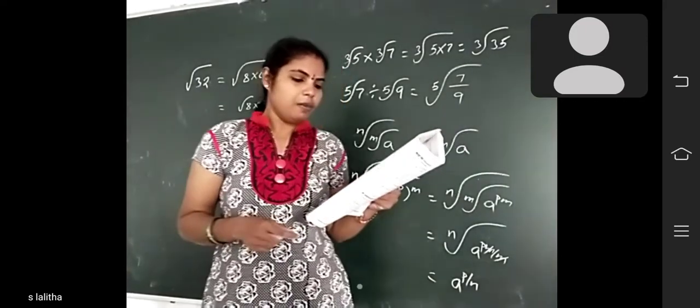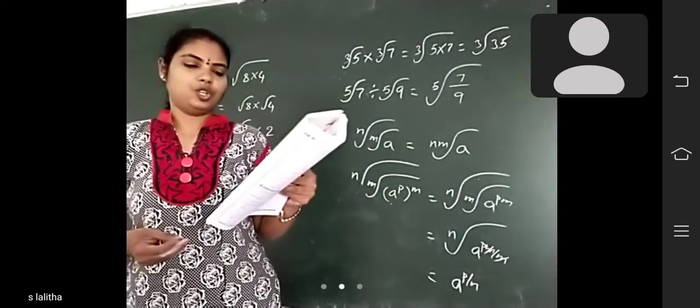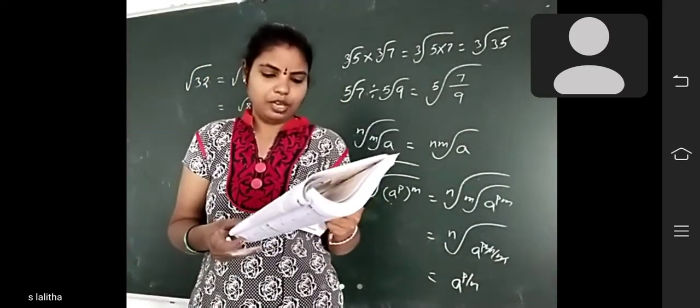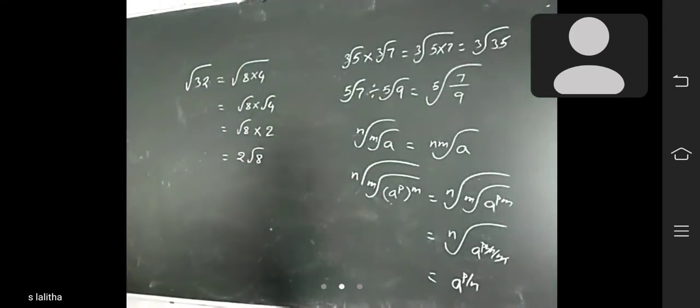The simplest form of root 175, that one also you should write as 5 root 7, like that. Next, comparison of two surds.